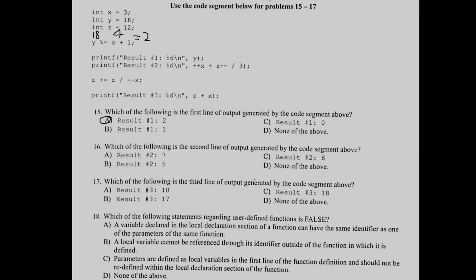Question 16. Which of the following is the second line of output generated by the code segment above? Here we have the second output, where it's going to be outputting a prefixed x plus a postfixed z divided by 3. So we go through and do the proper operator precedence. x is going to be 3 plus 1, which is 4. And then z, we're not going to evaluate because it's a postfix.